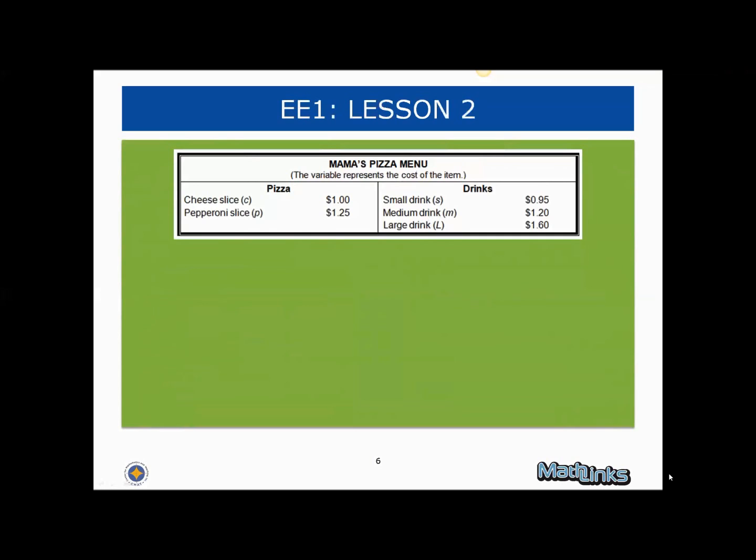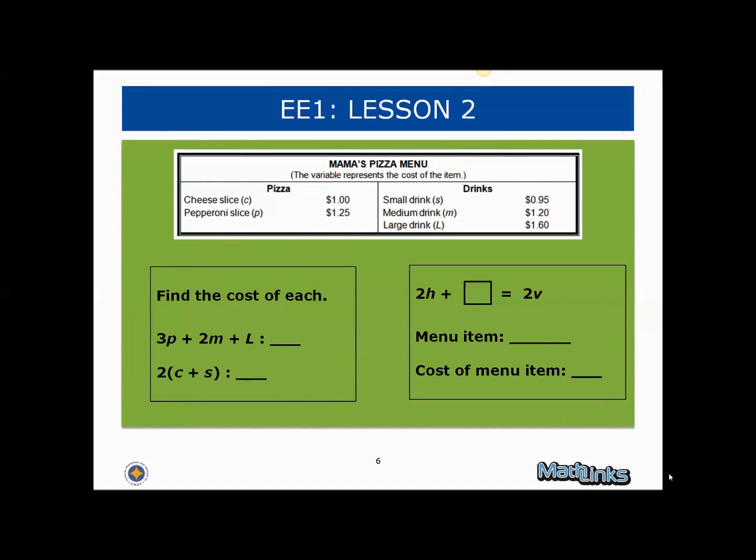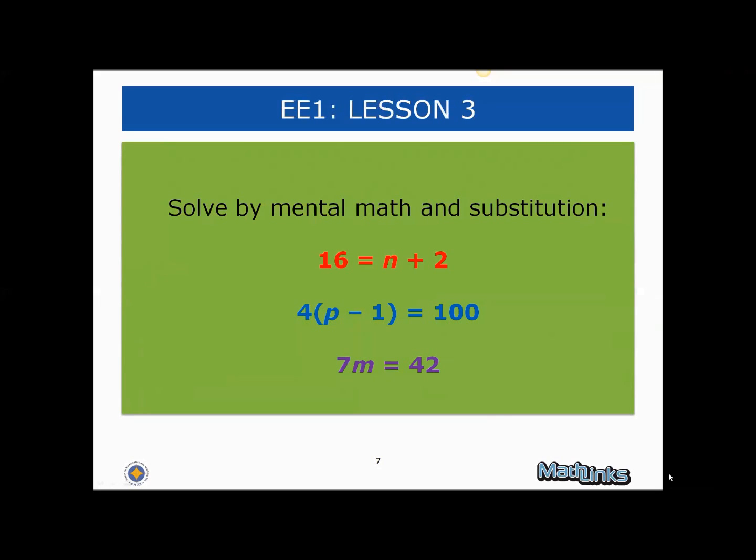In Lesson 2, students use a pizza shop menu to write and evaluate expressions and solve equations for missing menu items. This context gives meaning to the important concepts of variable, expression, and equation. In Lesson 3, students use sense-making strategies like mental math to solve equations. Later, we'll create a need for more formal procedures.